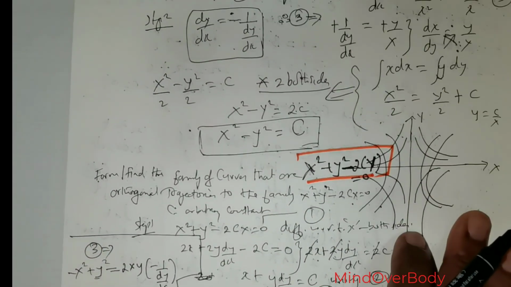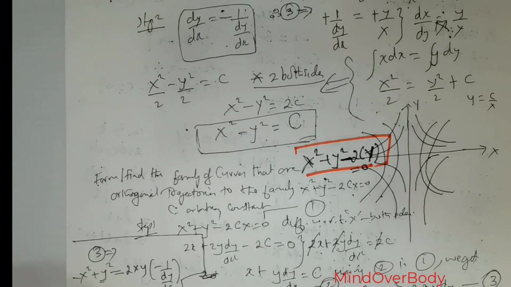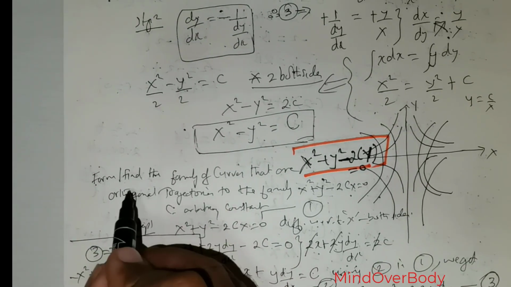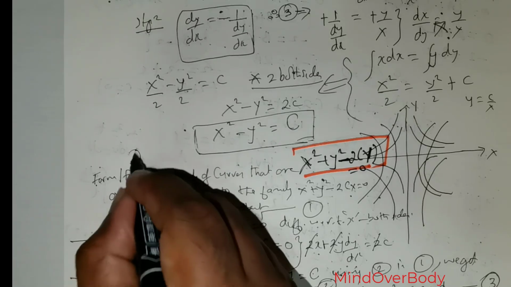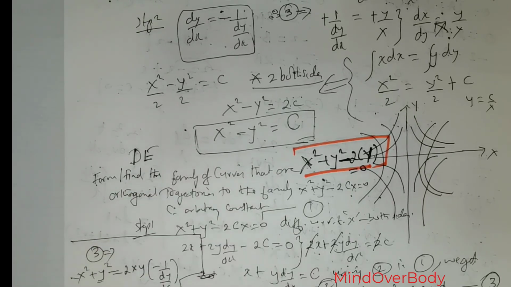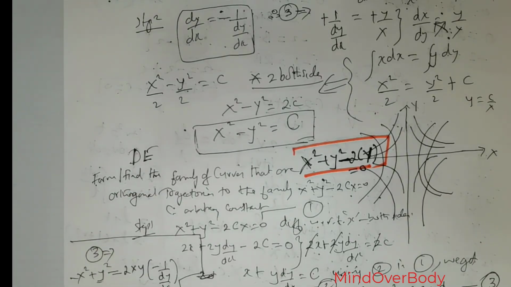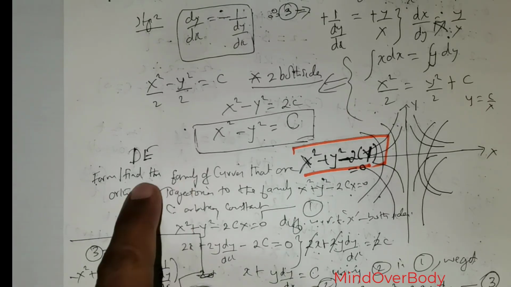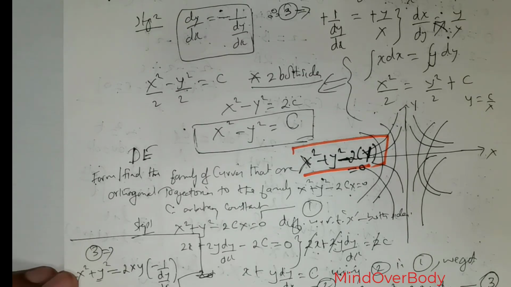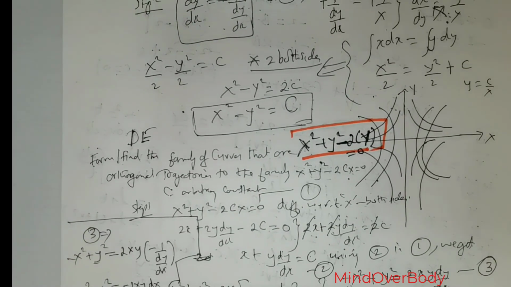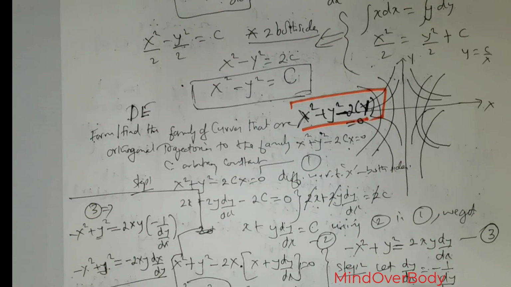Alternatively, if they don't want to take you through all this, instead of asking you to find the family of curves, they will say find the differential equation. That's all. So that reduces the question's complexity in a greater manner.